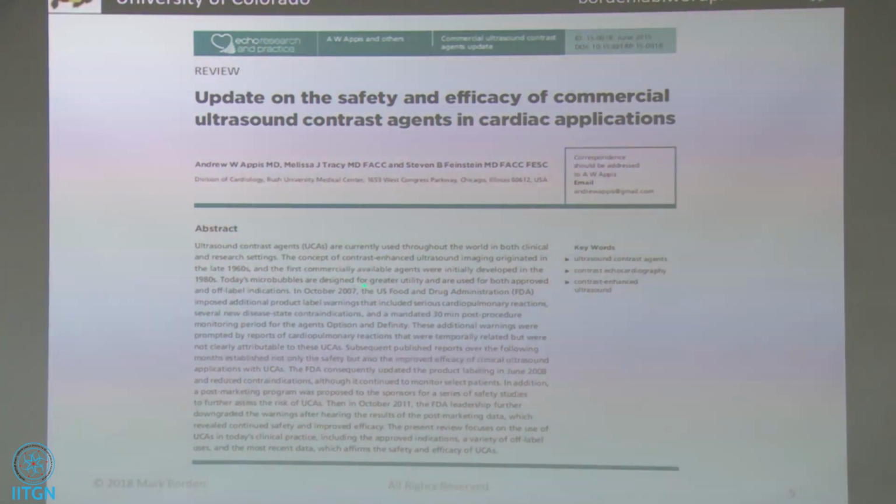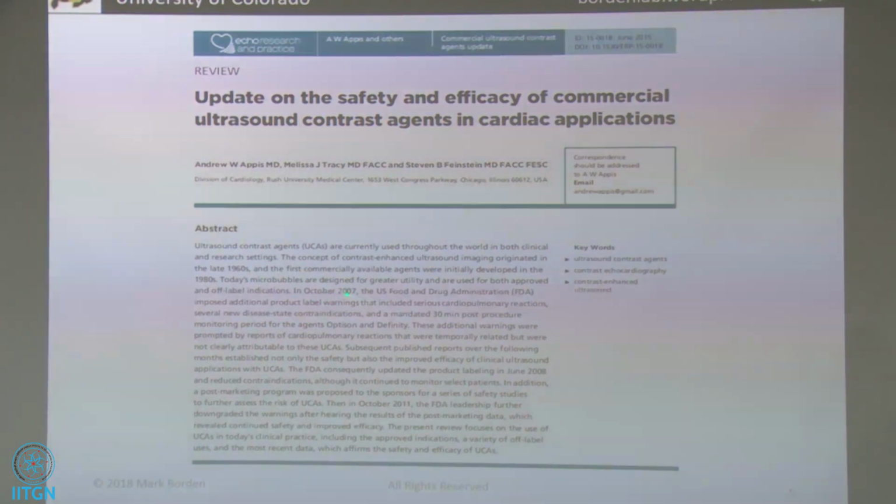Today's microbubbles are designed for greater utility and are used for both approved and off-label indications. This is kind of interesting: physicians can take an approved agent and use it off-label. If they don't get reimbursed by the insurance agencies, it's a good way for them to examine whether the technology will work in the patient population.